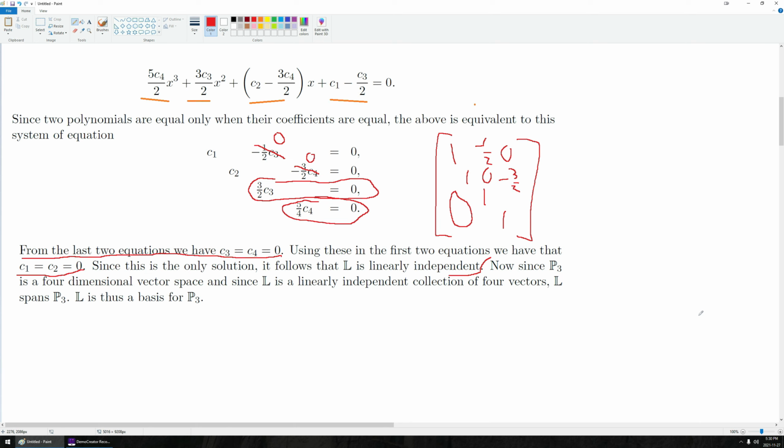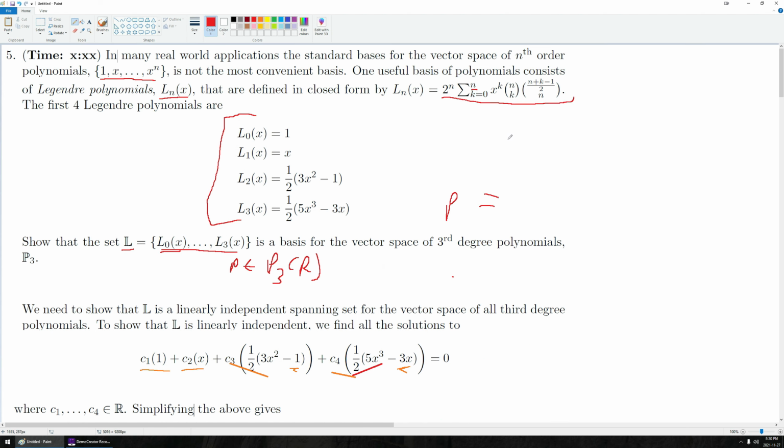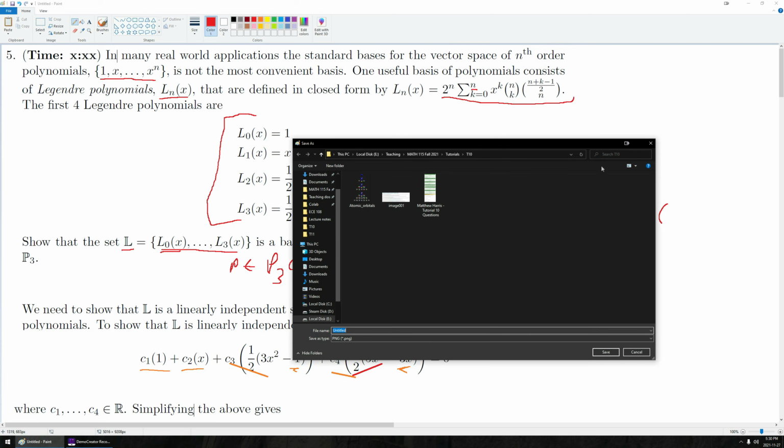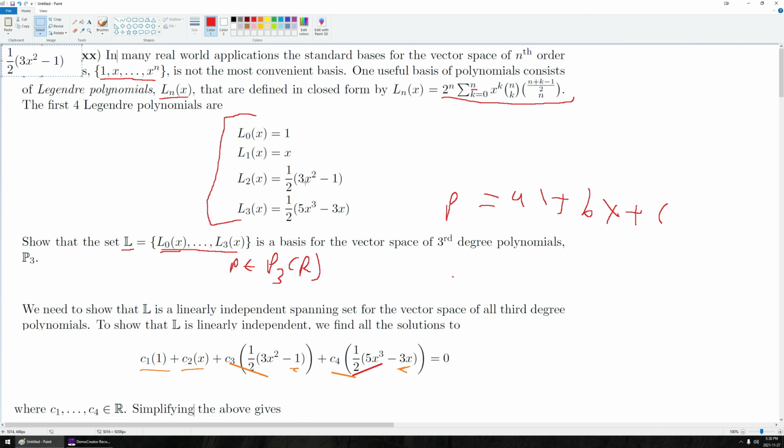So I can use that theorem here. Okay, so thus I conclude that L is a basis of P3. You could, if you wanted, go through and solve that thing where I have P equal to your A1 plus your BX plus your C times this third one plus your D times the last one. You could go through and do this, but that's going to be very tedious. That's going to take a lot of work.